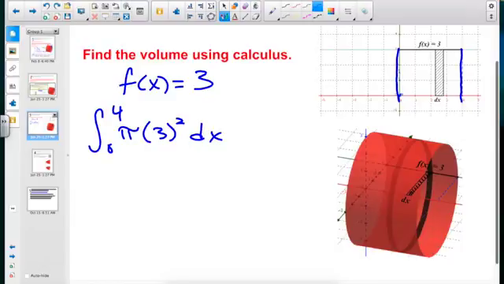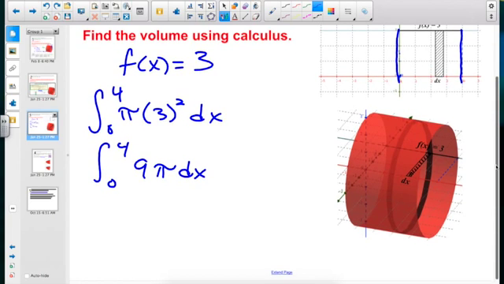And so we're really integrating what? What are we integrating here? What is this numerically? How much is this? It is 9 pi dx. So how do we integrate that? 9 pi is nothing more than what? A constant.